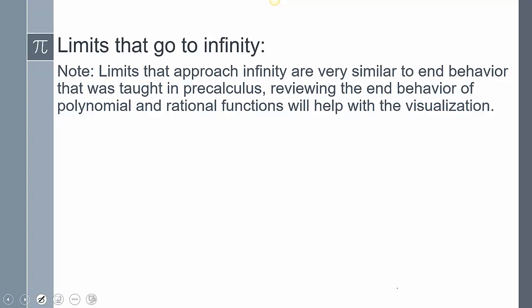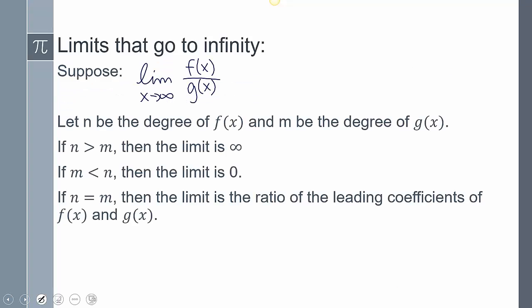Now, when we have these limits that approach infinity, it's very similar to end behavior. So reviewing the lessons in pre-calculus about end behavior might be helpful, especially when it comes to polynomial and rational functions, because you're going to see a lot of similarities between the two. Now here's a definition that we need to remember, and this is almost from the rational functions playbook when we're trying to find the horizontal asymptote.